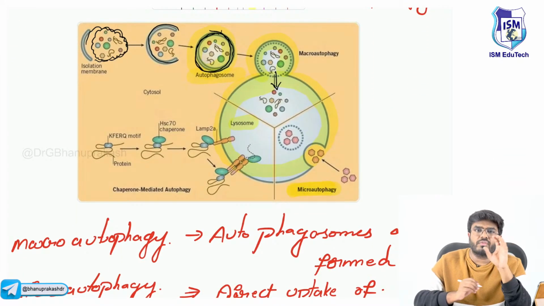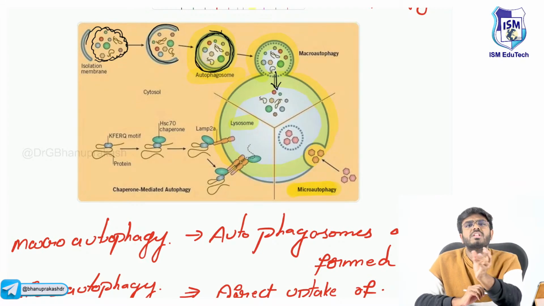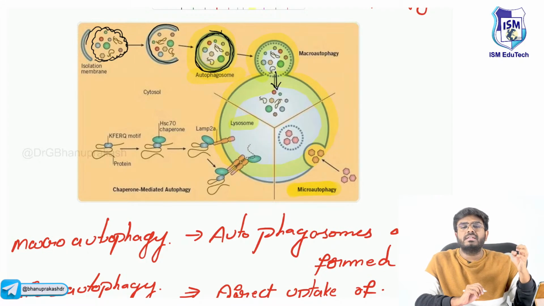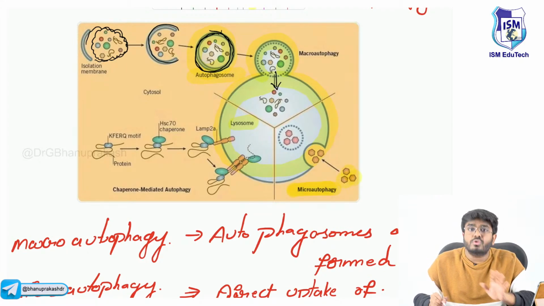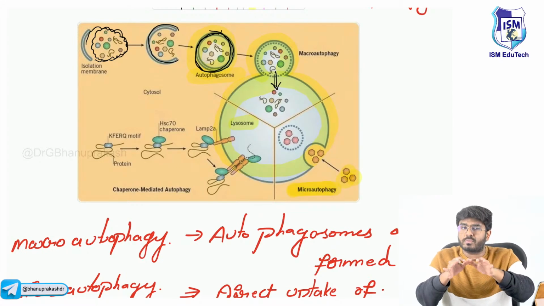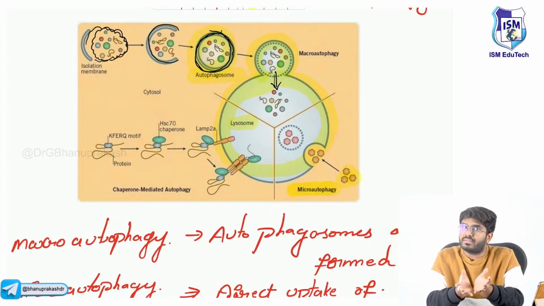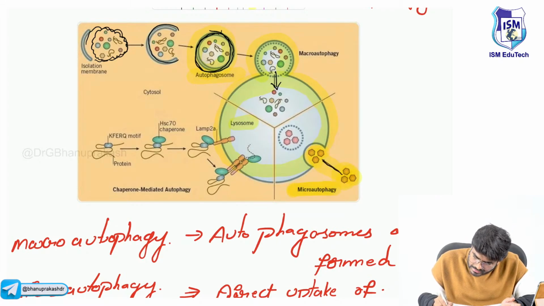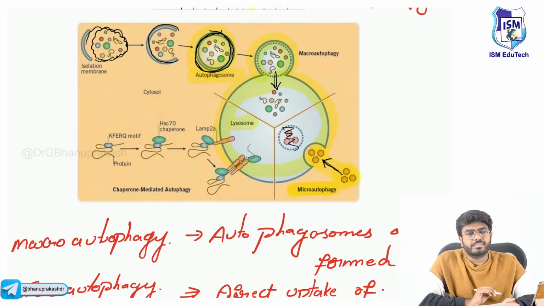What exactly is microautophagy? Microautophagy means small substances are directly engulfed, that directly enter into the lysosome for the process of degradation. There is no phagolysosome formation. Sorry, not phagolysosome, there is no autophagosomal formation. The vesicle is not getting formed. These small molecules are directly uptaken by the lysosome, and here they will be degraded. So, microautophagy is also completed.